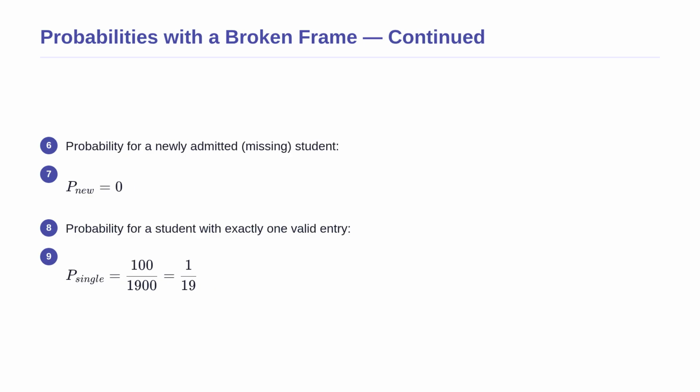Now, what is the probability that a newly admitted student is selected? Because they are completely missing from the sampling frame, their chance of being picked is exactly zero. They have absolutely no voice in the survey. What about a normal student with exactly one correct email on the list? Using our inclusion formula, their chance is the sample size, 100, divided by the flawed frame size, 1900. This simplifies to 1 over 19. This 1 over 19 is the baseline fair probability for this specific flawed survey.